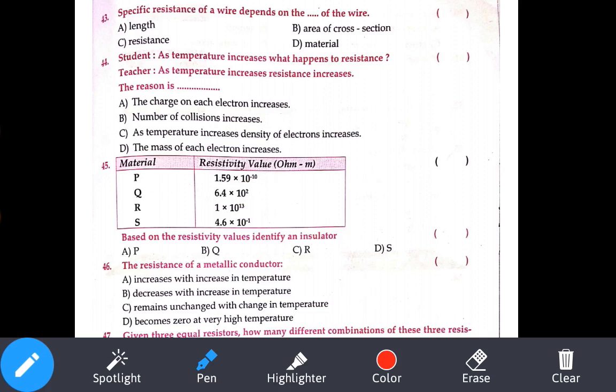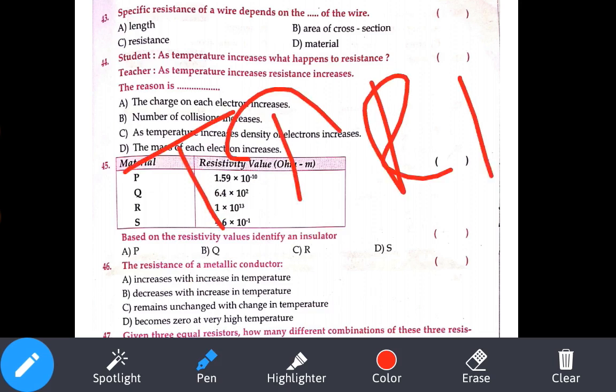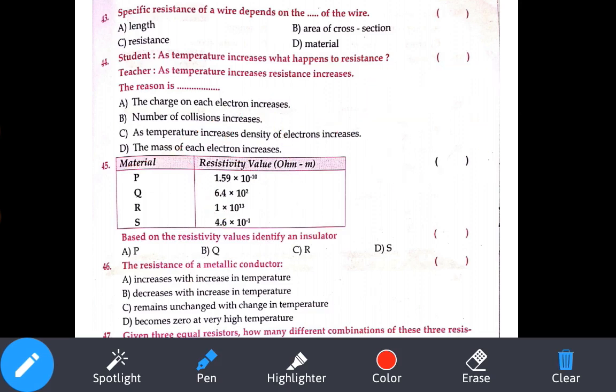The resistance of a metallic conductor. We have seen that as the temperature value increases, resistance value also increases. So it increases with increase in temperature.